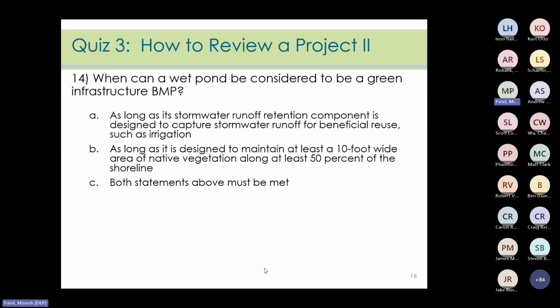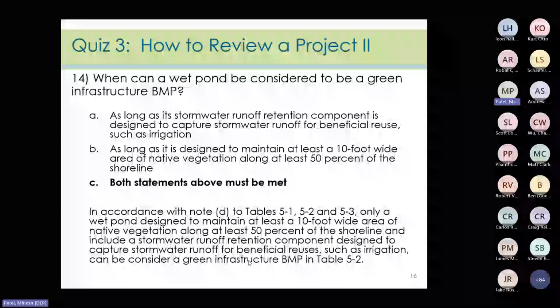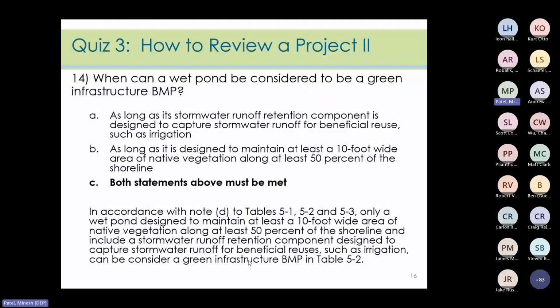Question 14. When can a wet pond be considered to be a green infrastructure BMP? And the answer here is C. Both of these statements above must be met. In accordance with Note D to Tables 5-1, 5-2, and 5-3, only a wet pond designed to maintain at least a 10-foot wide area of native vegetation along at least 50% of the shoreline and include a stormwater runoff retention component designed to capture stormwater runoff for beneficial reuses such as irrigation can be considered a GI BMP in Table 5-2.